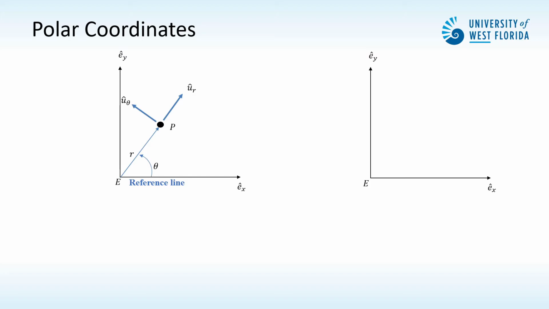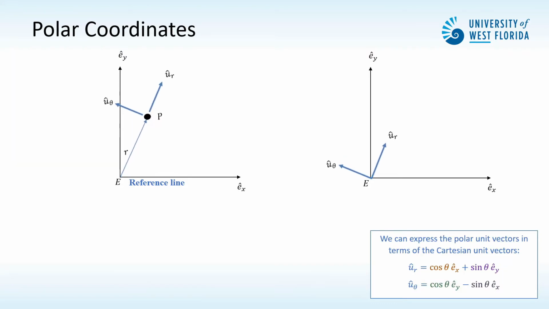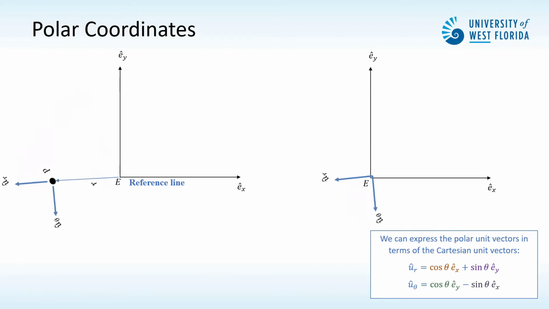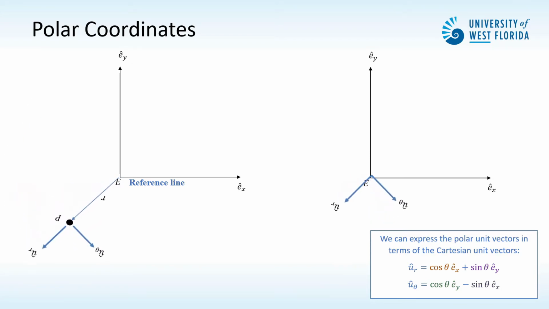Recall how I said that any two vectors that have the same magnitude and direction are equivalent. If that is the case, then we can place the u unit vectors in the particle as shown on the left, or at point E as shown on the right. Doing the latter makes it easier to see that you can convert rather easily between polar coordinates and fixed Cartesian unit vectors using the expression shown.